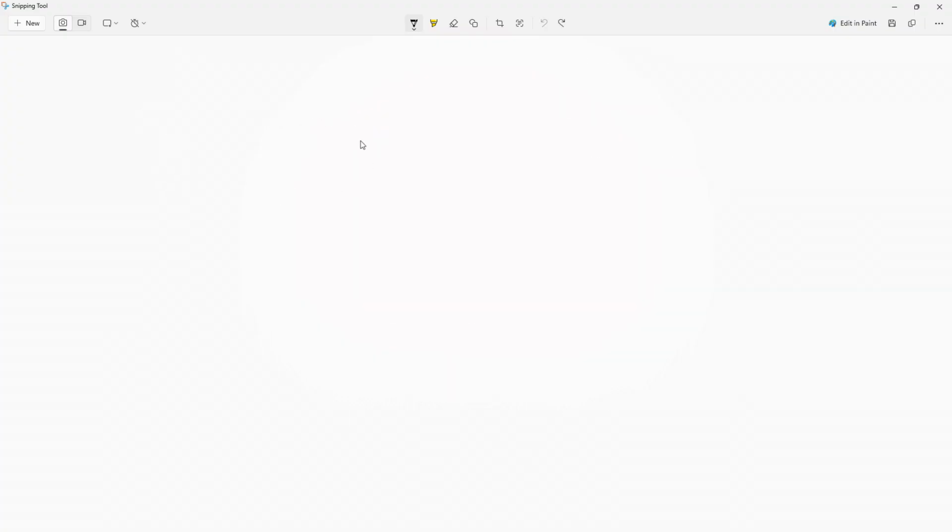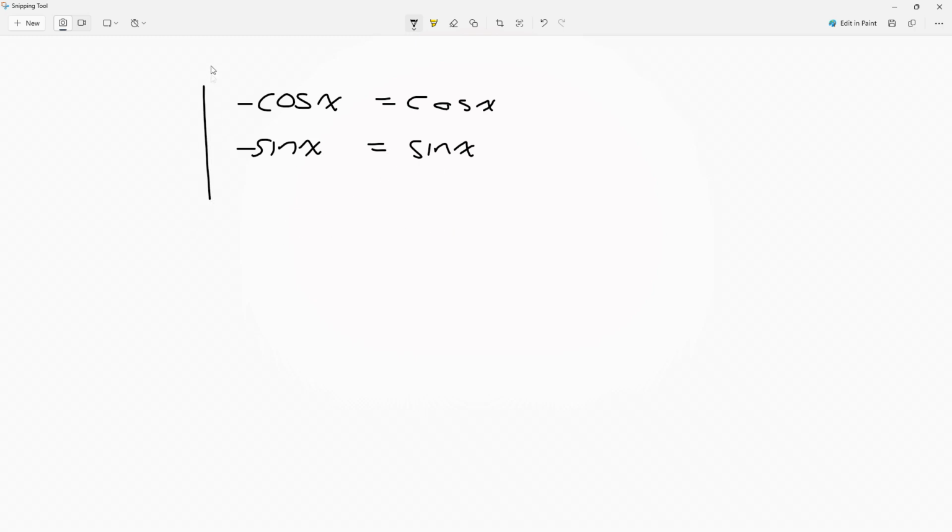Oh yeah, one thing I have to mention, because it's pretty important in O-levels and it comes out in a few questions: negative cosine X is equal to cosine X, and negative sine X is equal to the flip of sine, so it'll be sine X, and it's interchangeable. You just have to remember this.